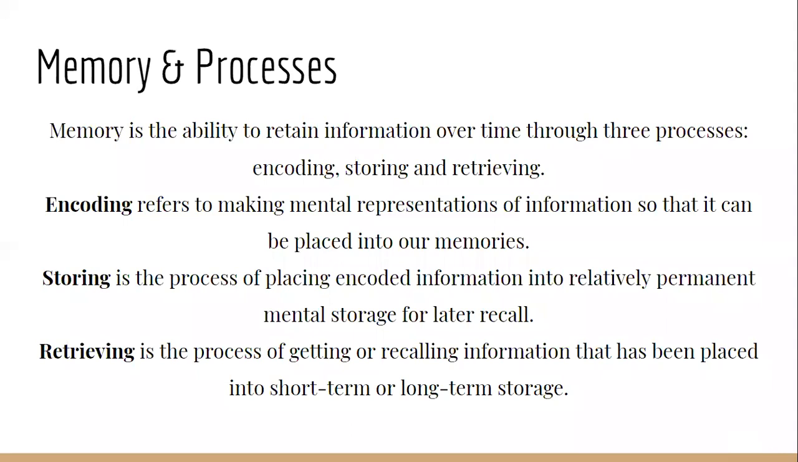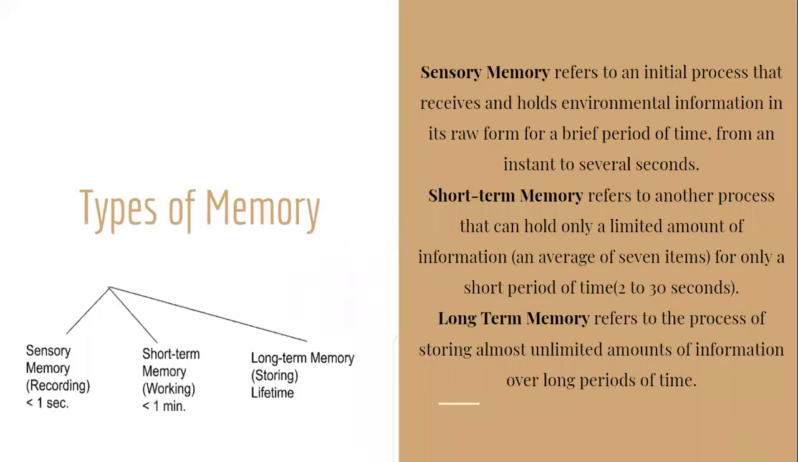So we will start with what is memory. Memory is the ability to retain information over time through three processes: encoding, storing, and retrieving. Encoding refers to making mental representations of information so that it can be placed into our memories. Storing is the process of placing encoded information into relatively permanent mental storage for later recall. Retrieving is the process of getting or recalling information that has been placed into short-term or long-term memory.